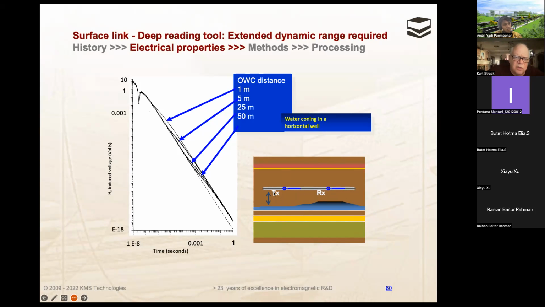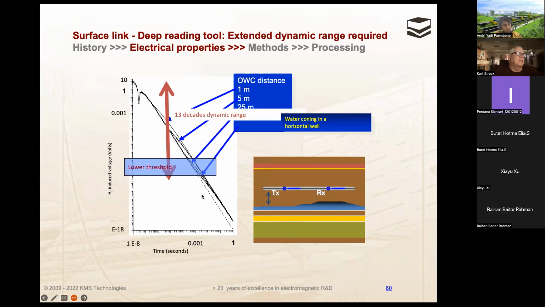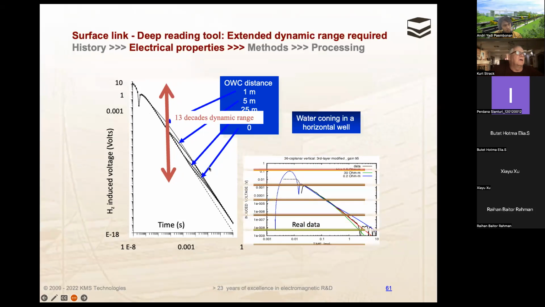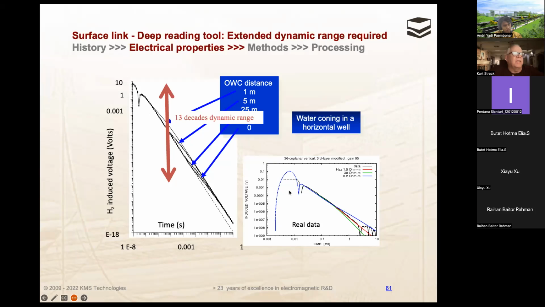Here, distances of the oil-water contact between 1 to 50 meters are modeled, and we can see these curves are significantly different. So we can see water coning in the well, but the problem is that we need 13 decades of dynamic range. So we built a tool and we went through an exercise and used all kinds of techniques to overcome this threshold of measurement. And here is an example of real data.